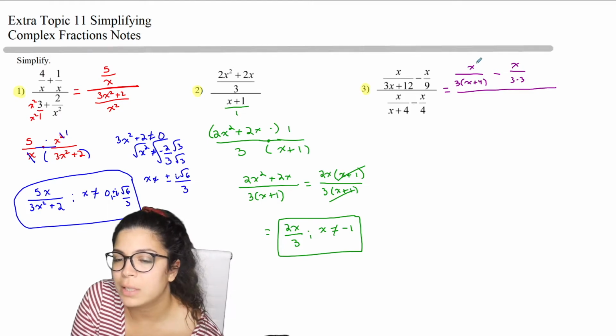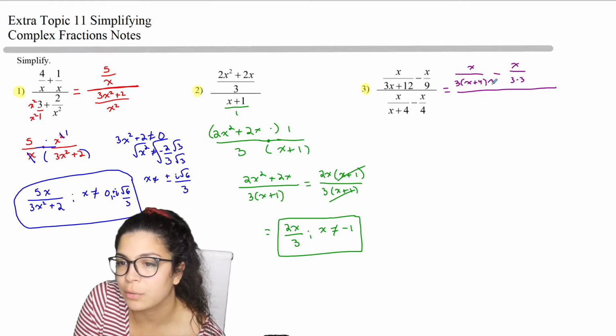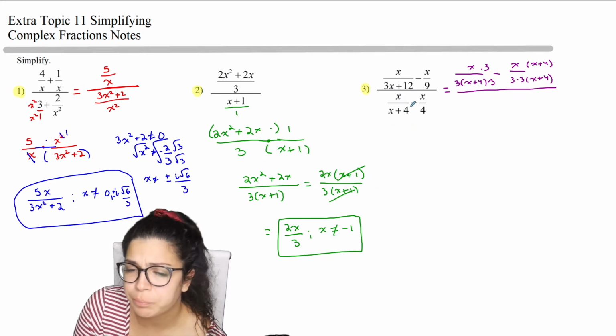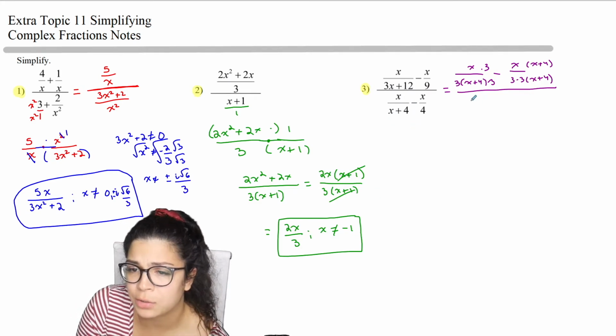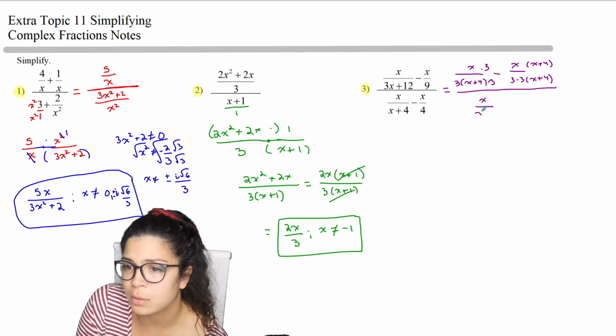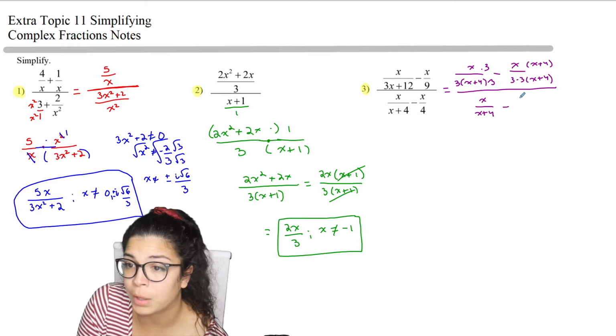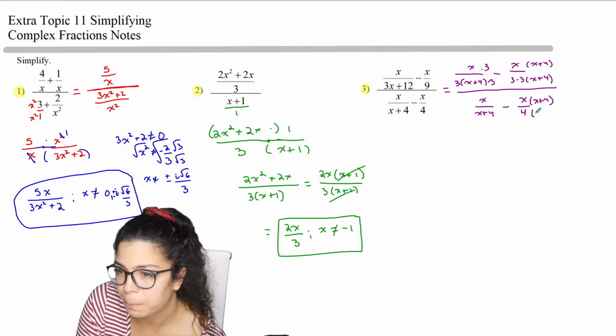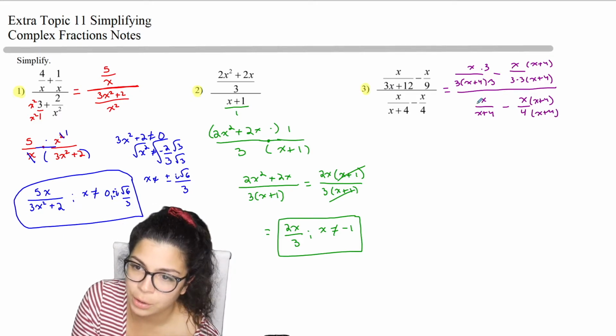So on the top, I'm missing here a factor of 3. Now we have 3 times 3 on both, but on this fraction, I'm missing x plus 4. So I'll multiply that on top and bottom. Okay, for the denominator, this denominator is just x plus 4, and the other one is just 4. So we're missing the factor of x plus 4 here, and we're missing the factor of 4 here.